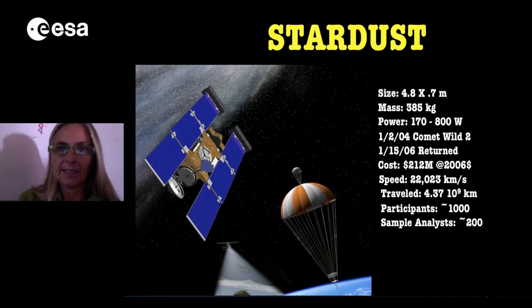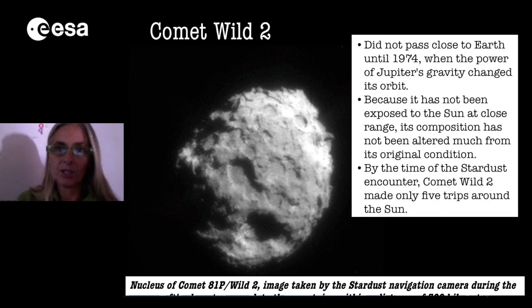This is the target of the Stardust mission, and that was chosen also because it did not pass close to Earth until 1974. That was the date when Jupiter's gravity changed its orbit. And because it has not been exposed to the Sun at close range, its composition has not been altered so much from its original condition. So the material was primitive. And by the time of the Stardust encounter, Comet Wild 2 had made only 5 trips around the Sun. Okay, let's see the movie.